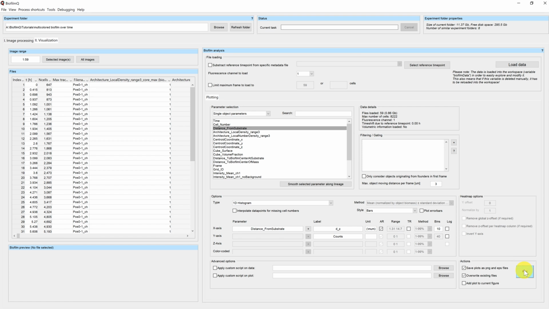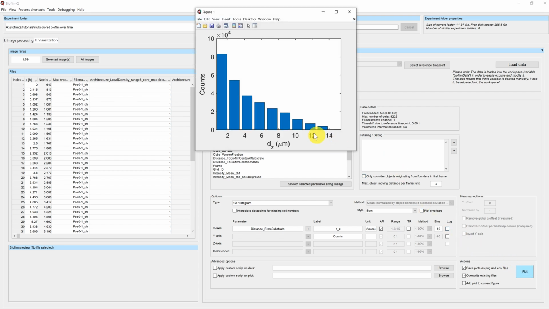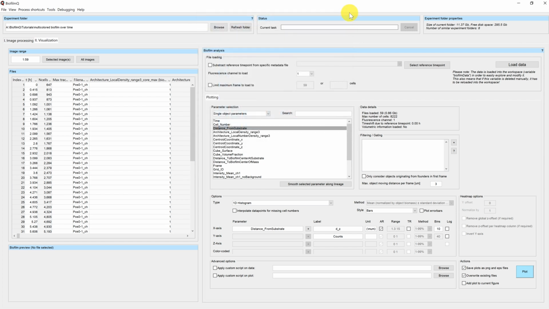Let's have a look at this. We can see nicely how the number of cells decreases the higher we go up in the biofilm. Now, what would happen if I choose a bin size which is smaller than my cube size? In this case, 30.